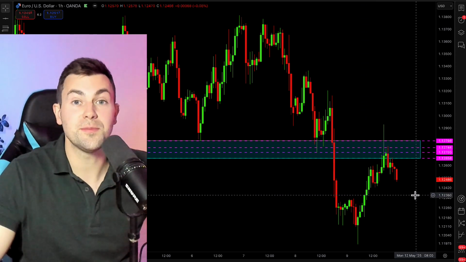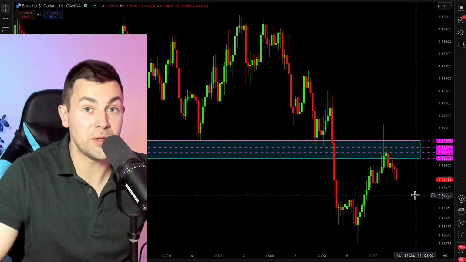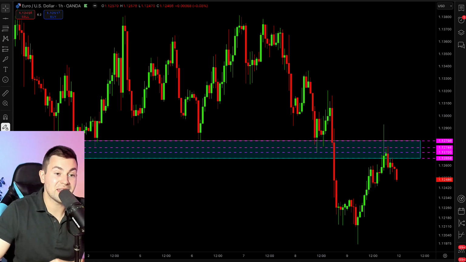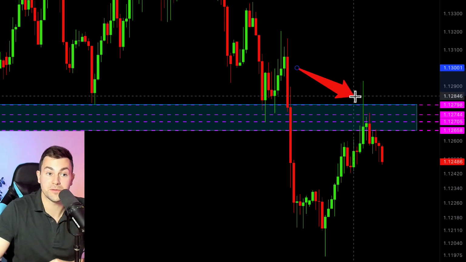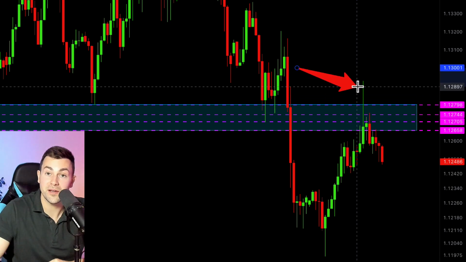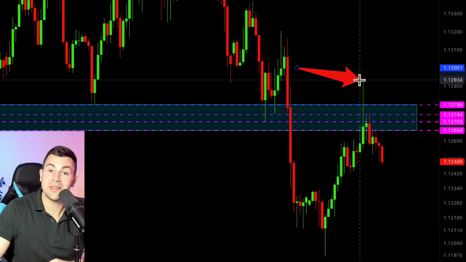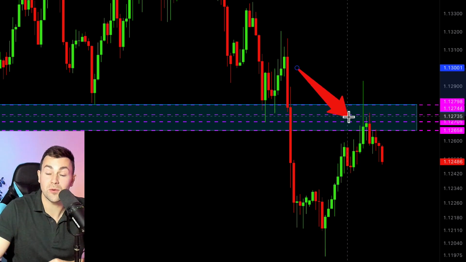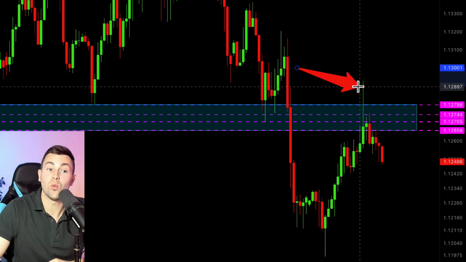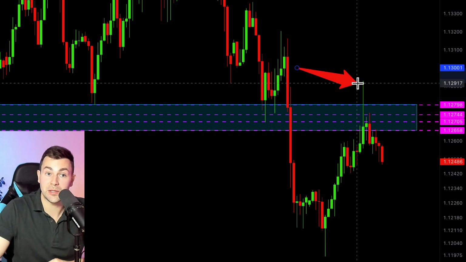And here we can spot a perfect example of a liquidity swap. In order to trade liquidity swaps effectively, you should know why it occurs and why it is one of the core concepts in SMC. Take a look at that candle. That candle is very important because that candle has a very long tail, and the tail goes way beyond the boundaries of that supply zone. So why do we call that a liquidity swap?